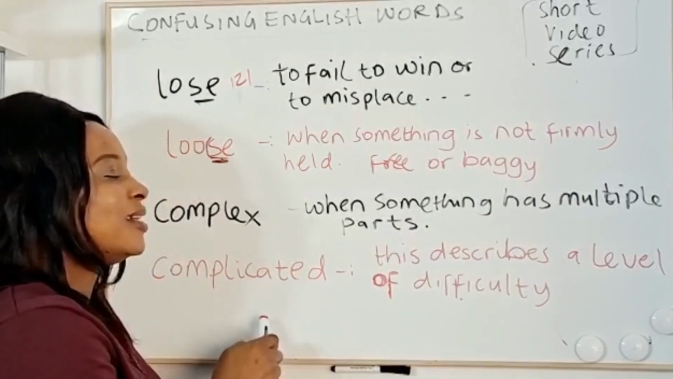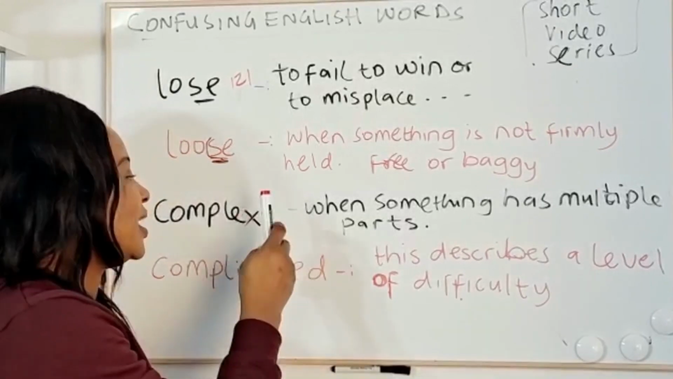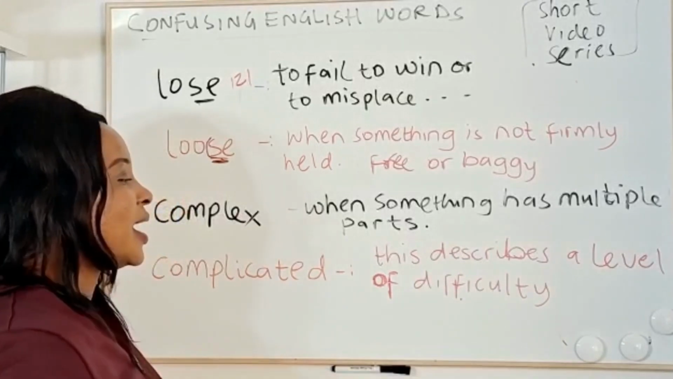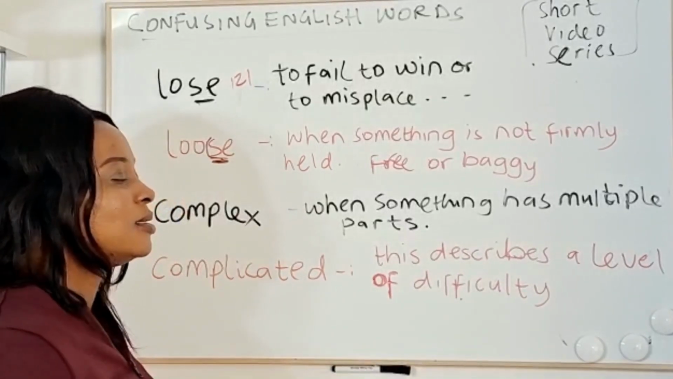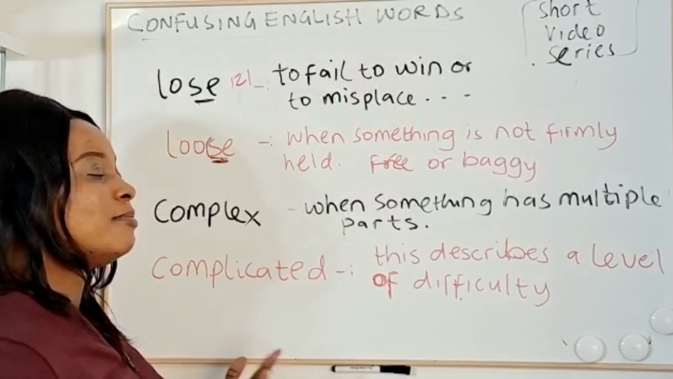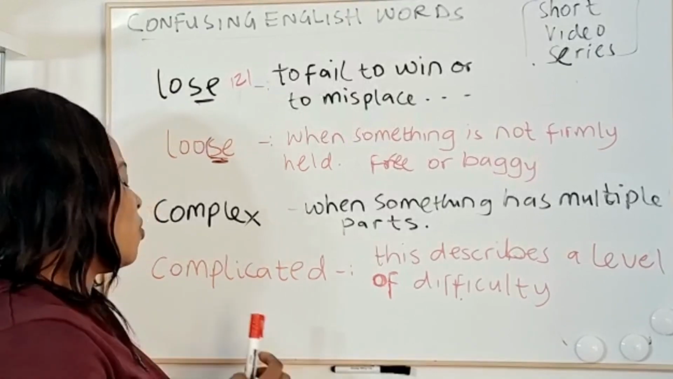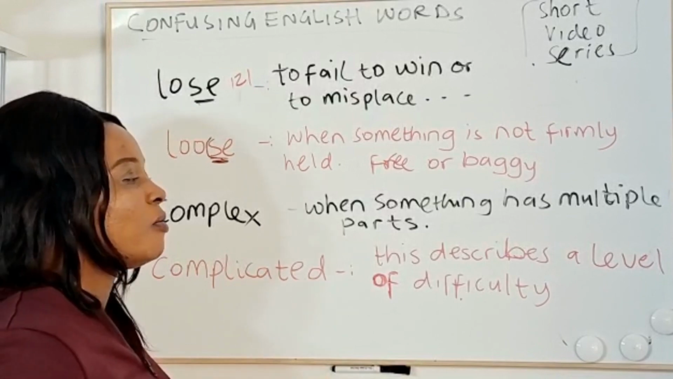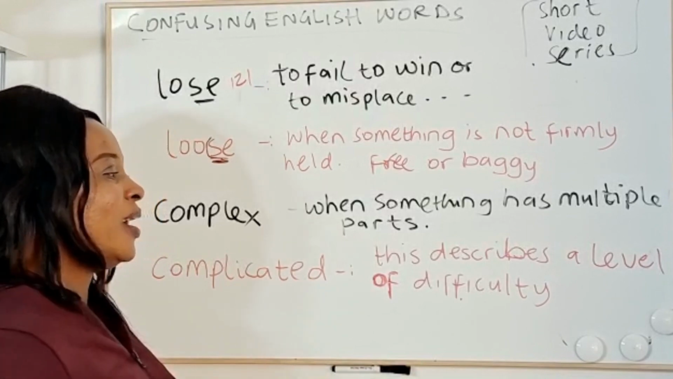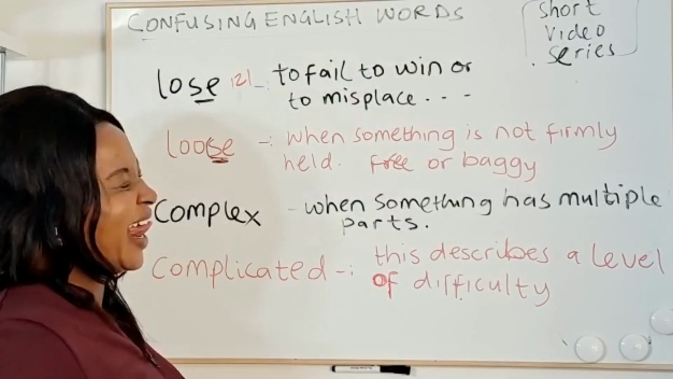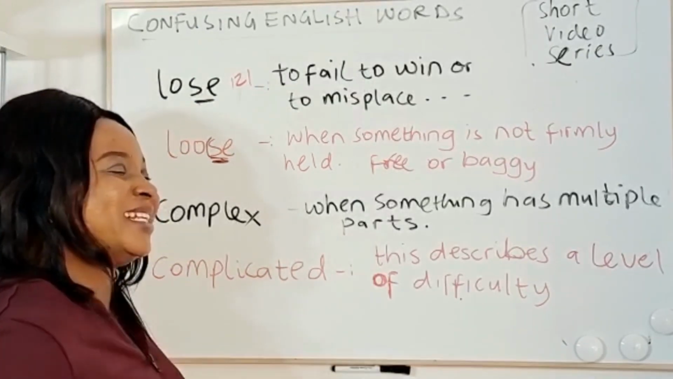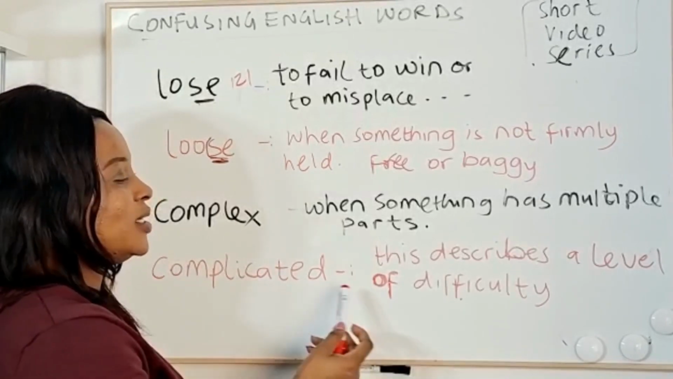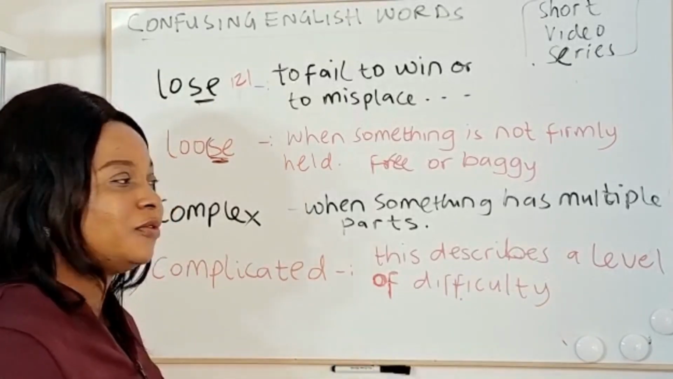And then complicated is another one people always mistake. This one describes a level of difficulty, as we're talking about how difficult something is. For instance, say something like the mathematics he gave to us was a bit complicated, or the algebra was a bit complicated, or IELTS is a bit complicated, or IELTS is more complicated than the Pearson test of English. So this is the right word to use when you're describing a level of difficulty.